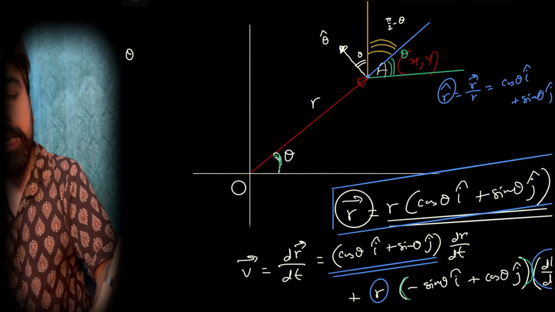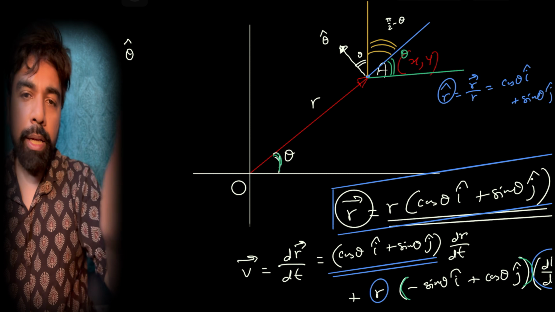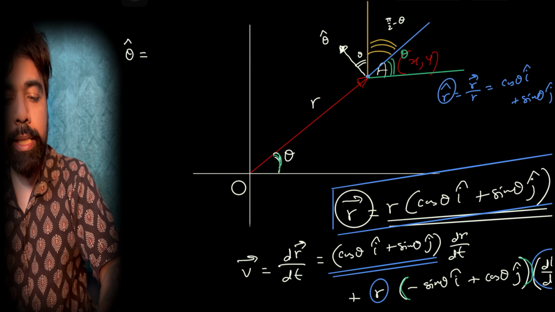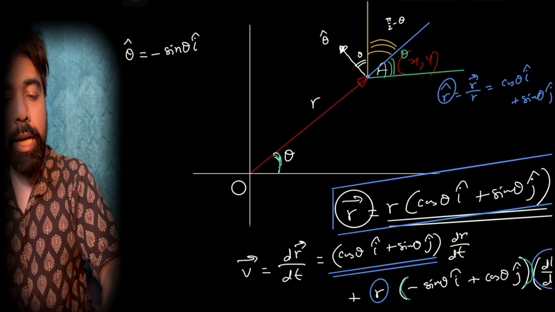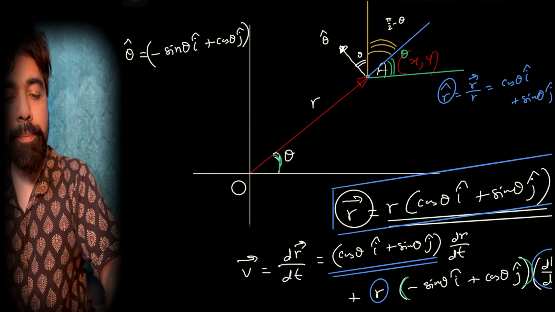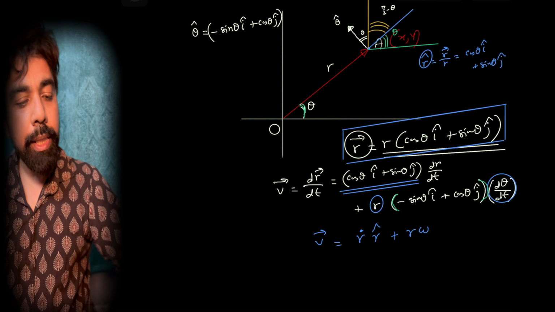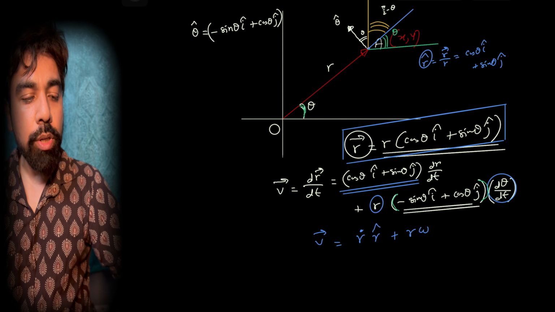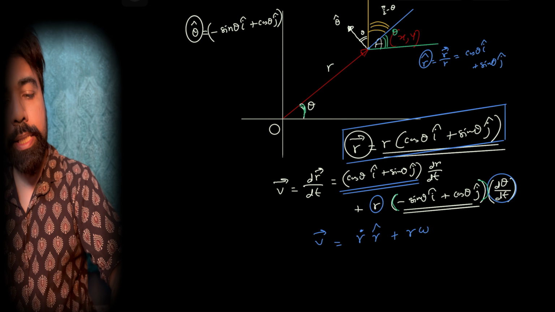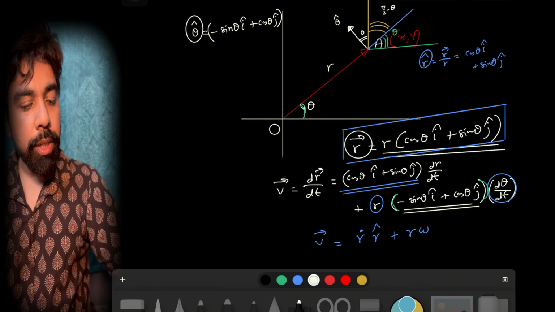So what will be theta cap? From simple vector components, I can easily see that it is going to be minus sin theta i cap plus cos theta j cap, right? So if you see this term, minus sin theta i cap plus cos theta j cap is basically theta cap. So you got the velocity.